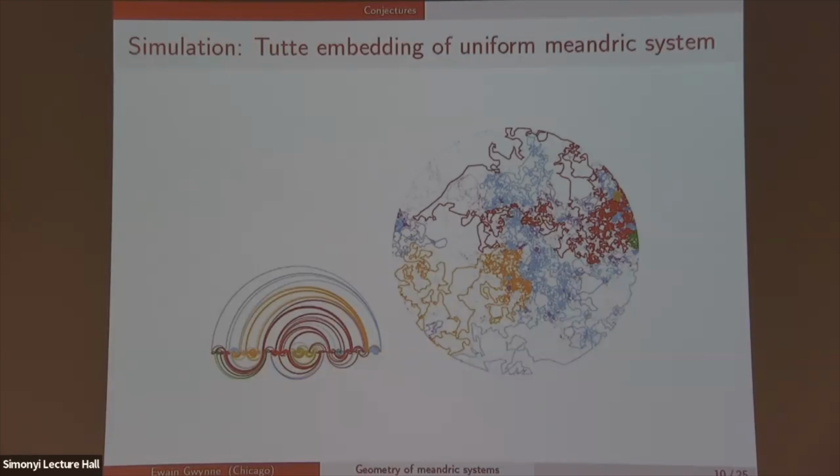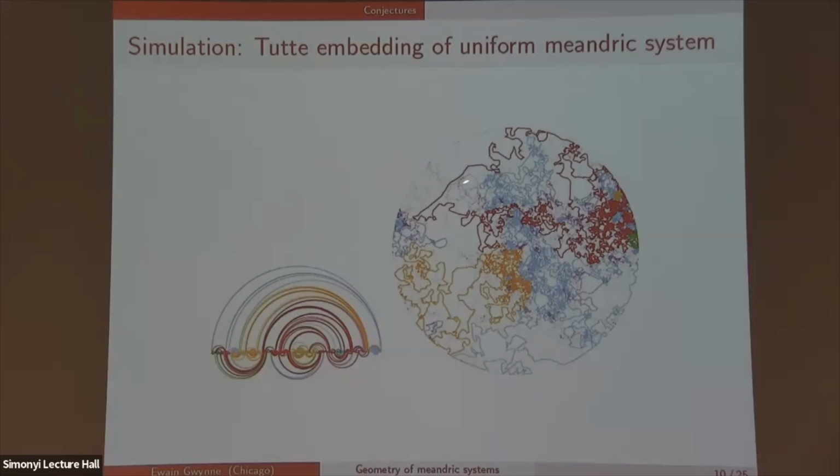All right. So here I've shown a picture of a sample of a large uniform meandric system, which was simulated by Minjae Park. And here in the picture, the left picture is showing the arc diagram representation.